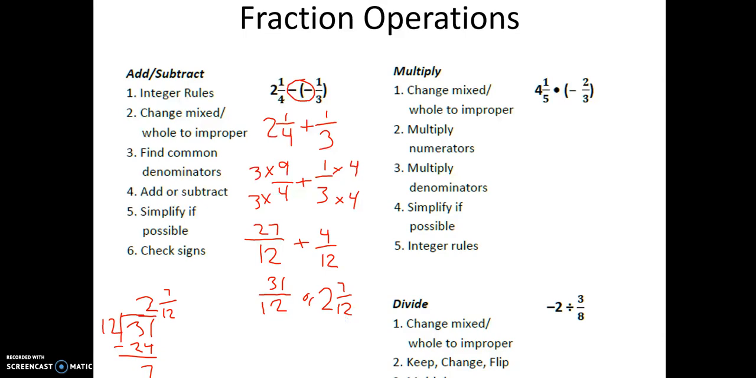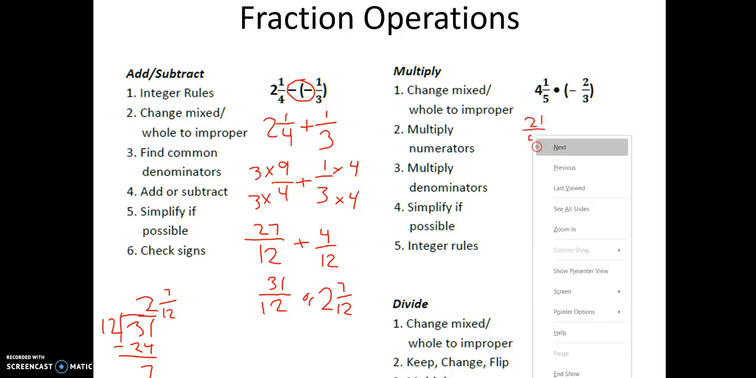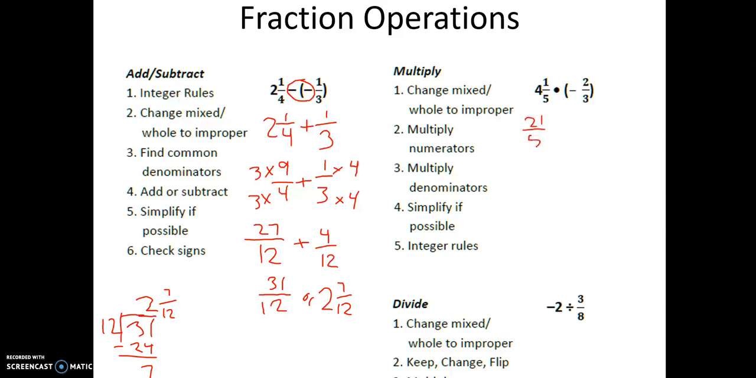Okay, so those are your options. Okay, let's look at when we multiply. So it says to change mixed to improper. So 4 times 5 is 20, and plus 1 is 21 over your denominator, 5.